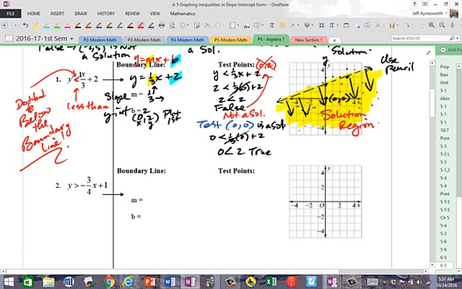Always. And let me make one little note clear. Solutions are not on the boundary line. BL for short, okay? Boundary lines, or BL, stands for boundary line. That's why it's dotted. If it was solid, they would be on the line.